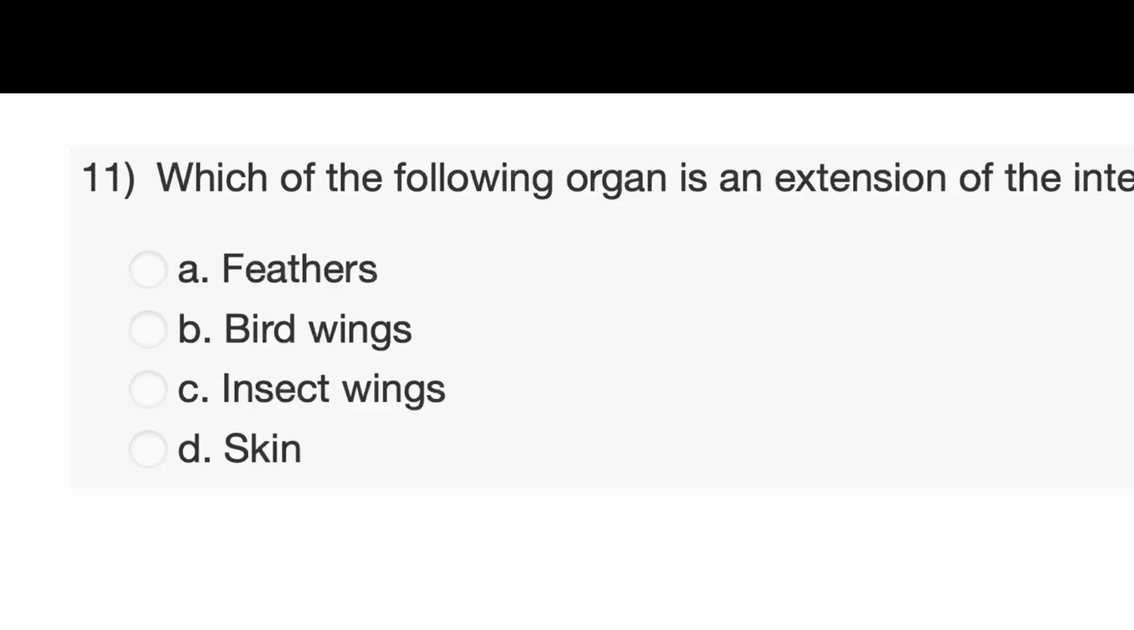Which of the following organ is an extension of the integument? Okay, Aishwarya and Mr. U are saying A and Kavi is saying C. Let me reveal the correct answer. The correct answer is option C, insect wings. So insect wings are the organ which is an extension of the integument in the insect. Now, what is an integument?